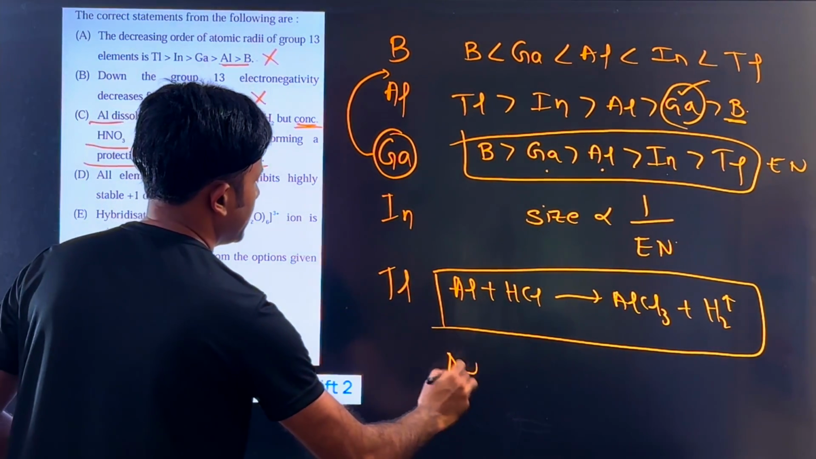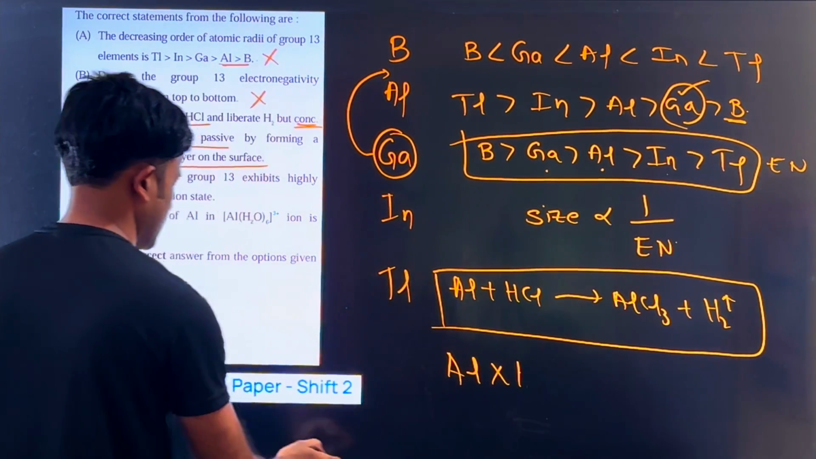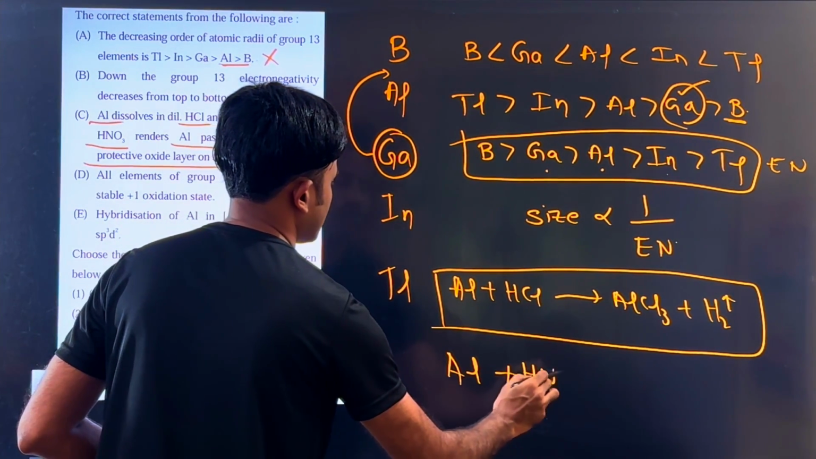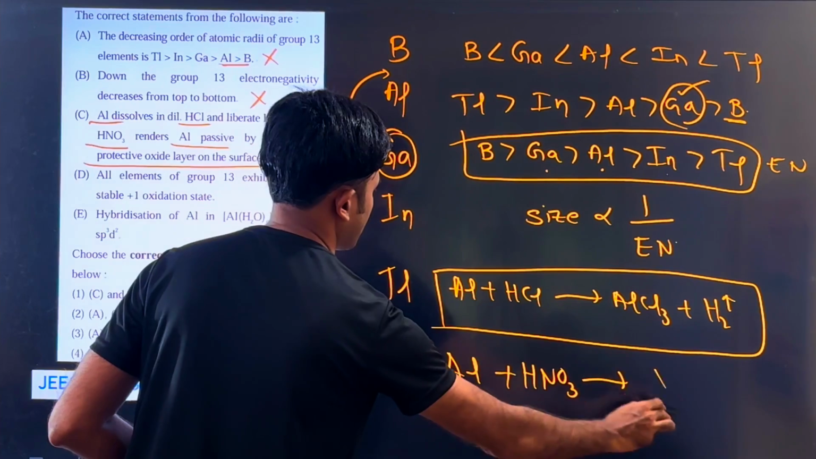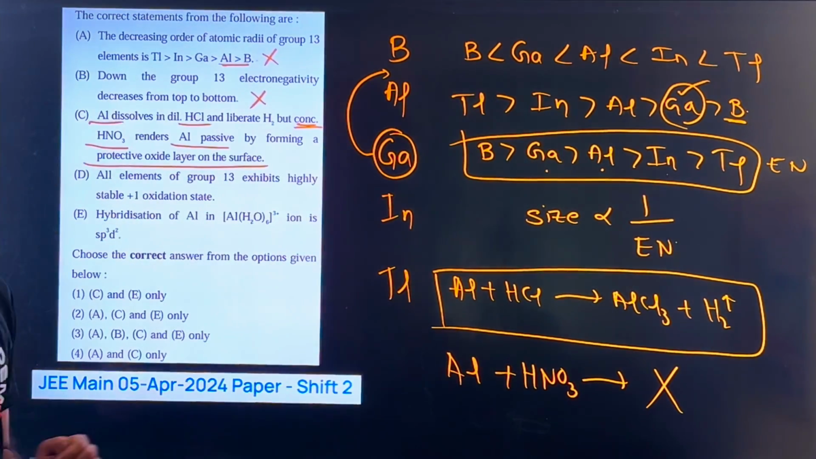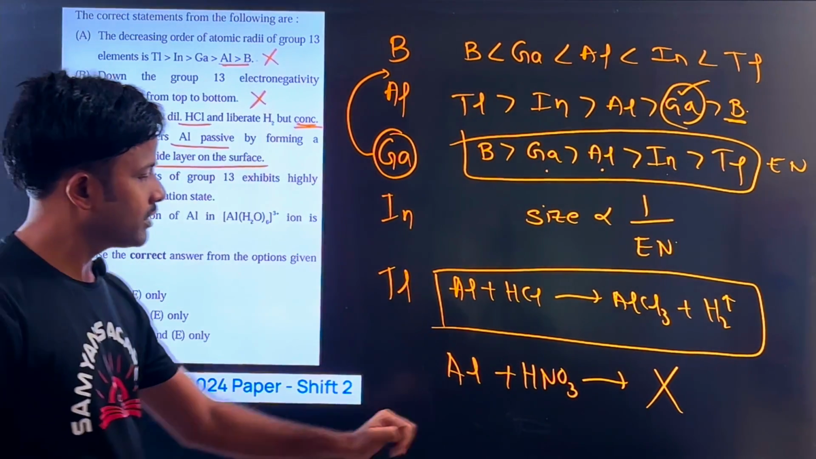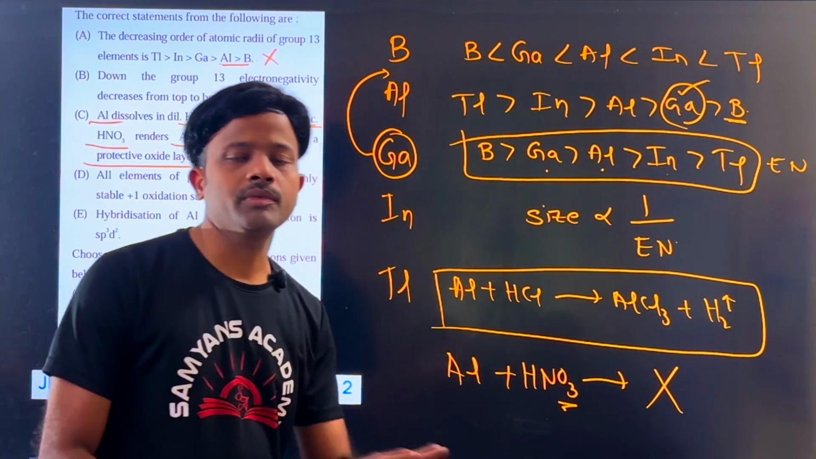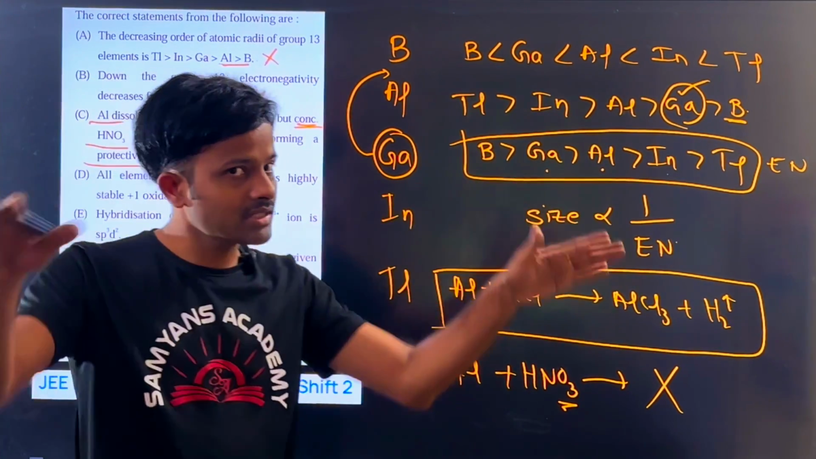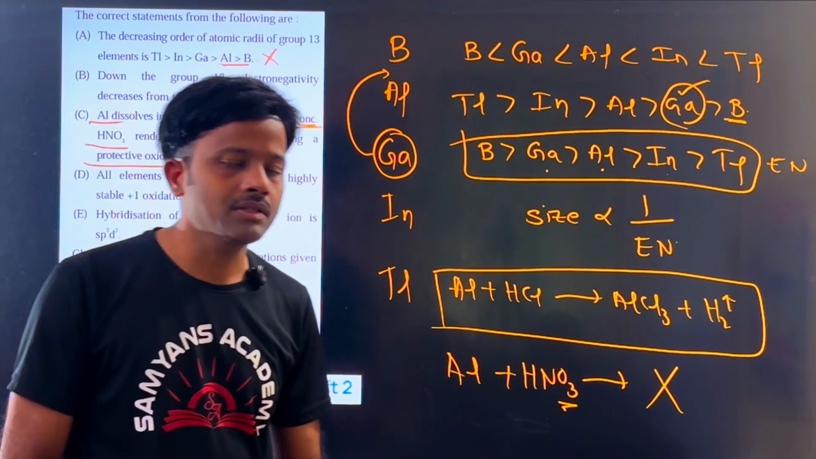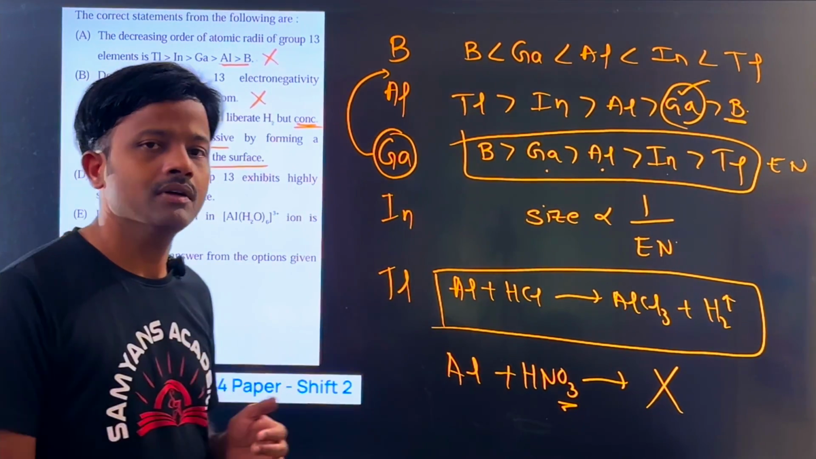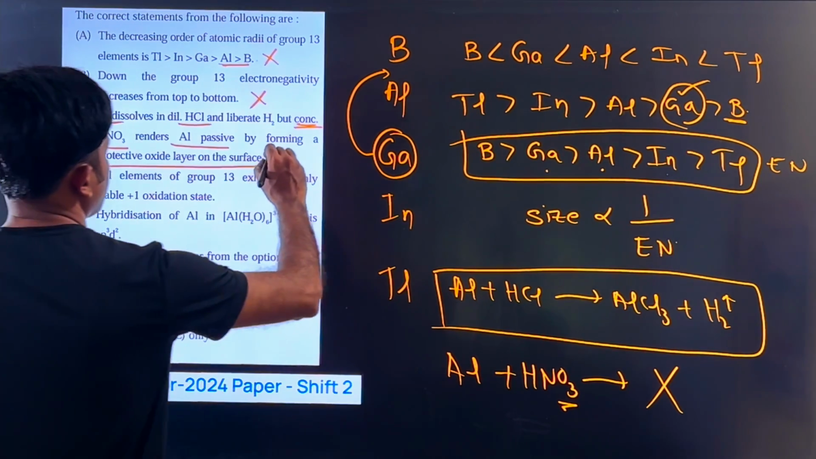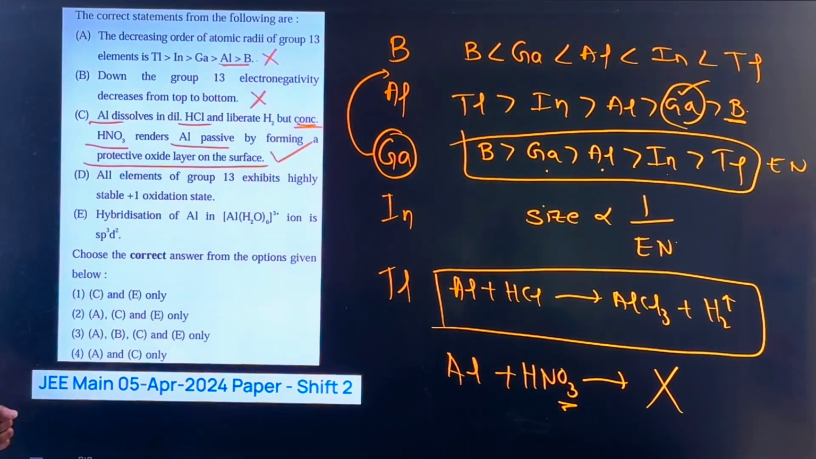Okay, aluminium. When aluminium reacts with HNO3, can you get any products? No, we cannot get any products here. Why? Because HNO3 has oxygen. Because of this oxygen, aluminium forms an oxide layer on its surface, and because of this, it cannot further react with the acid. The given statement is correct. So answer C is correct here, right?